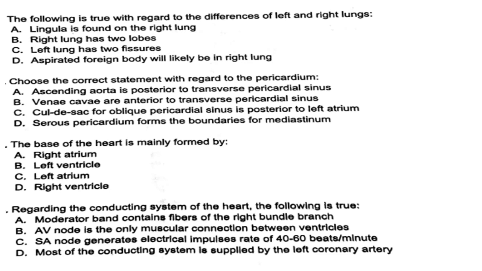The following is true with regards to the differences between the left and right lungs. A. Lingula is found on the right lung. B. Right lung has 2 lobes. C. Left lung has 2 fissures. D. Aspirated foreign body will likely be in the right lung, which is correct. You need to understand that the right lung is normally wider. Next, choose the correct statement with regard to the pericardium.